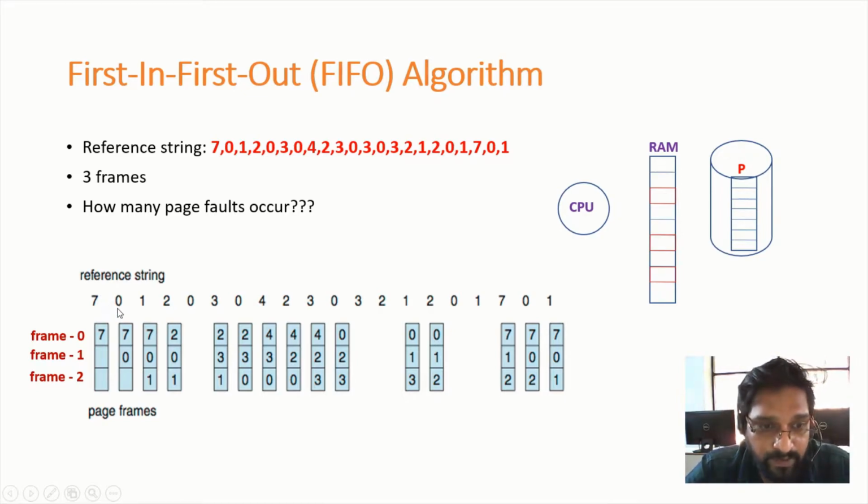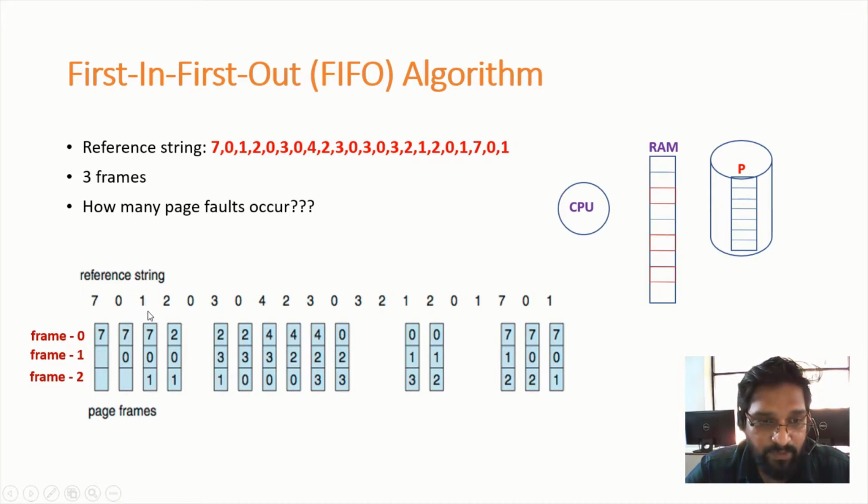So now CPU is requesting page number 0. Page number 0 is not present inside the RAM. So since page number 0 is not present inside the RAM, we are going to call it a page fault. And this page number 0, we need to move from hard disk to RAM. So once we move page number 0 from hard disk to RAM, our RAM looks like this, right?